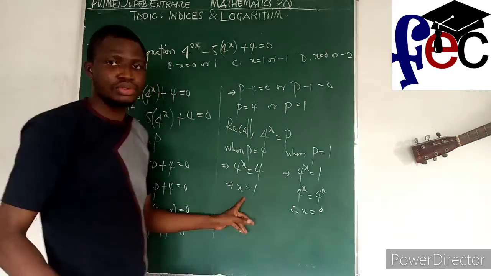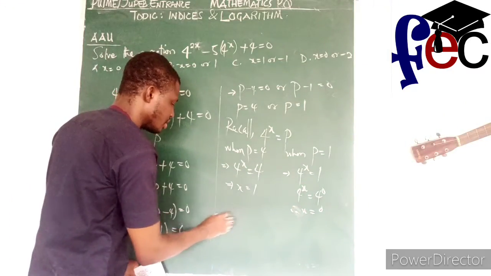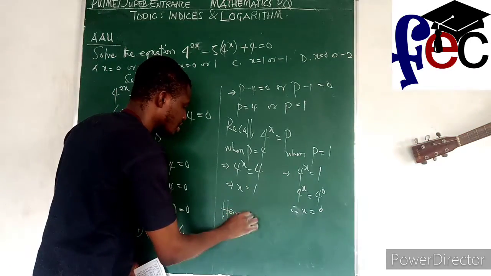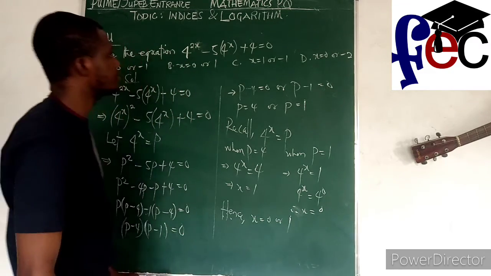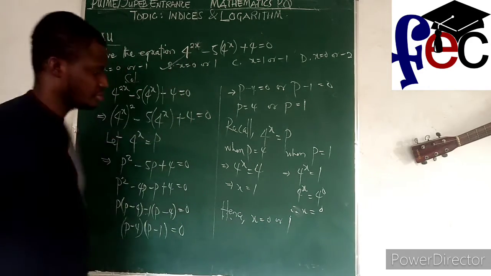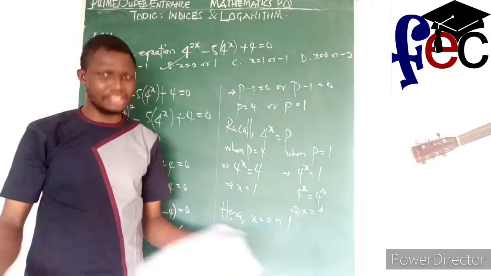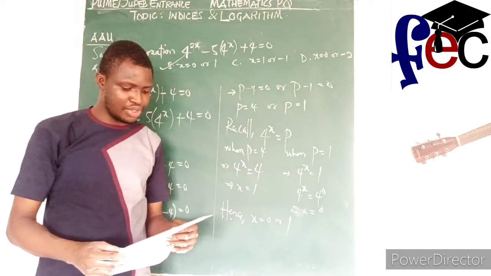So I have two values. Either x is 0 or is 1. Which of the options? Option B. Do you see that now? It's as easy as ABC.